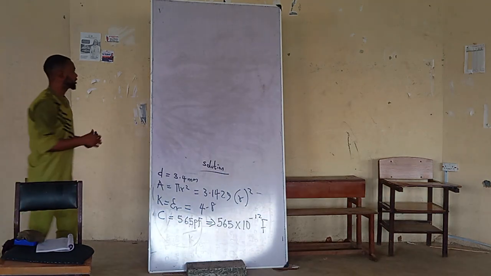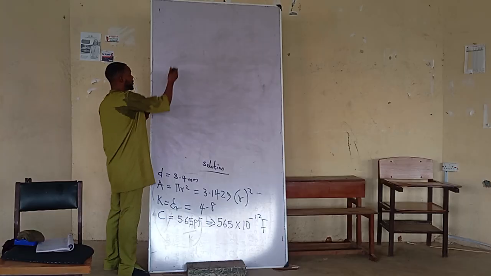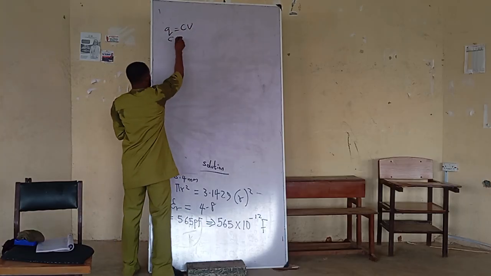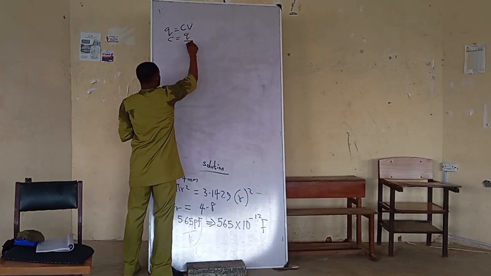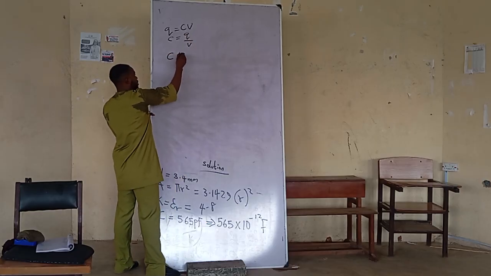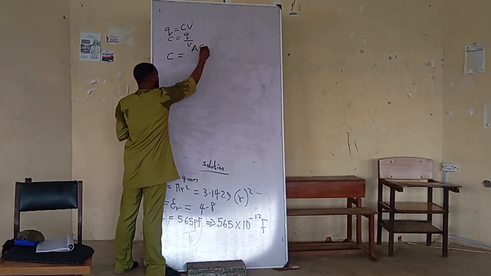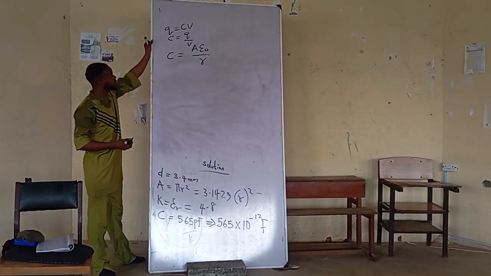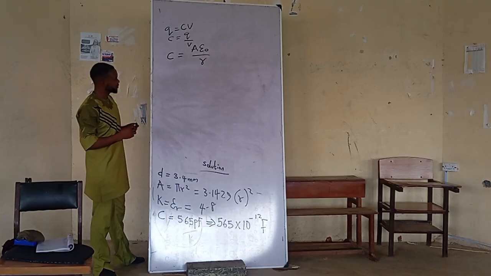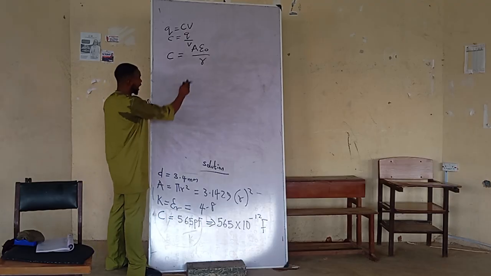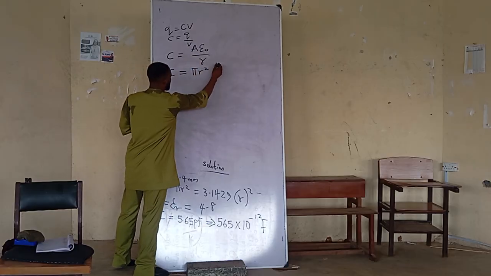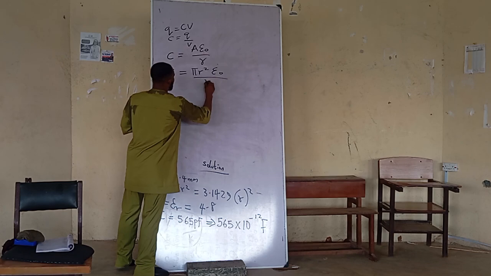So with that said, I'll now use the formula. The two formulas I have for C. From Q equals CV, I get C equals Q over V. And I know that when we compare this electric field, it's also equal to A epsilon naught over d. Now let's substitute everything. So this is C equals pi r squared epsilon naught over d.